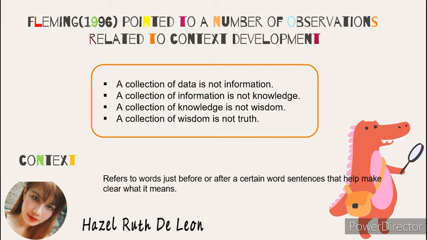Fleming, 1996, pointed to a number of observations related to context development. He stresses the following: a collection of data is not information. A collection of information is not knowledge. A collection of knowledge is not wisdom. A collection of wisdom is not truth. The idea is that information, knowledge, wisdom, and truth are more than simply collections. Rather, the whole represents more than the sum of its parts and has a synergy of its own.